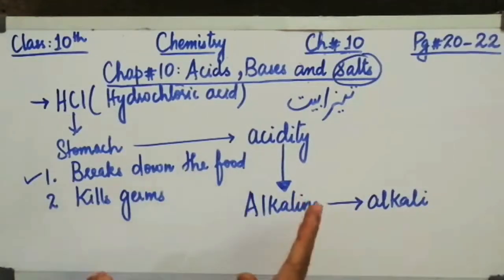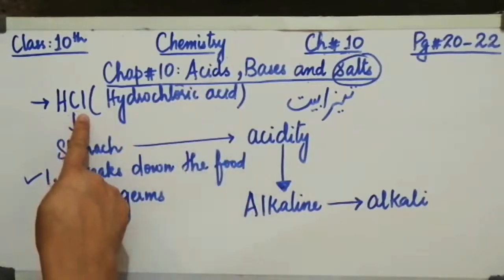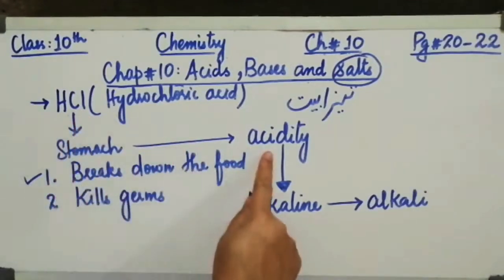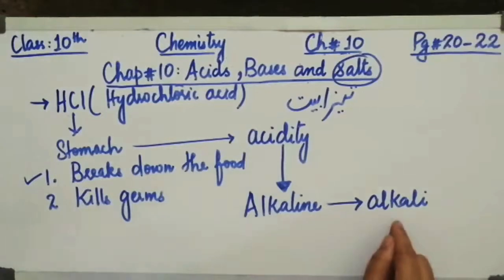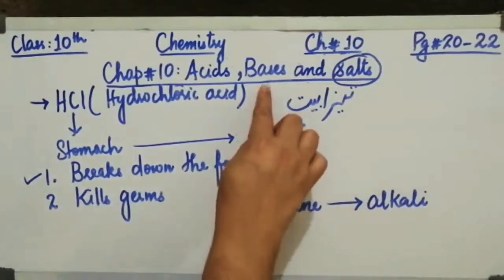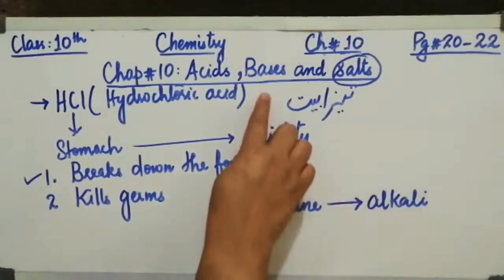So side by side I have discussed all these substances, that the acid which is present in stomach is called hydrochloric acid, and too much hydrochloric acid in the stomach causes acidity. This acidity can be treated by using alkaline solution. Alkaline means that the word comes from alkali, and alkali are the solution form of bases. What are bases and alkali? Bases are the solid substances, while alkali are the solution or liquid form of bases.